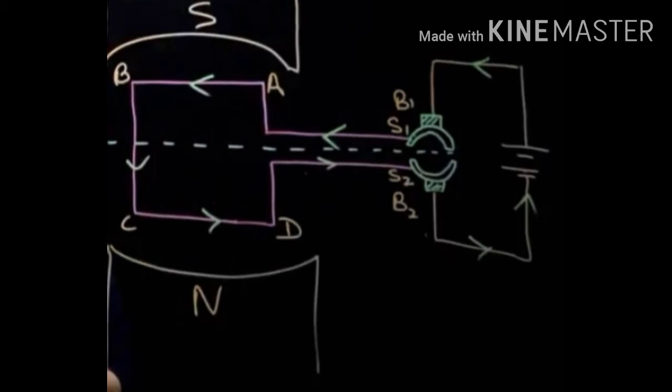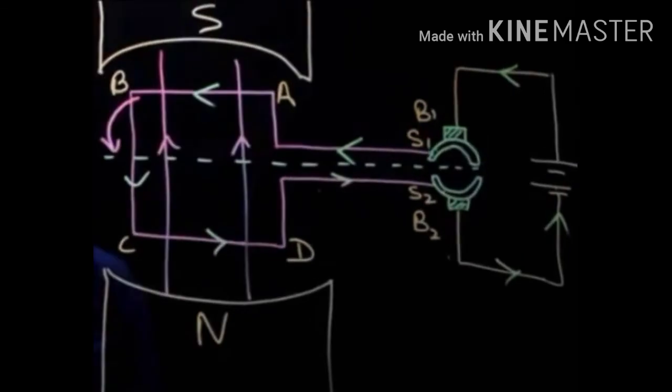In AB the current flows from top to bottom, and the magnetic field direction is outward, from north to south, isn't it? Now, by using Fleming's left hand rule, we have to identify in which direction this plate AB moves. These plates will move in the horizontal direction, and then toward the vertical. Clear? You have to remember that.